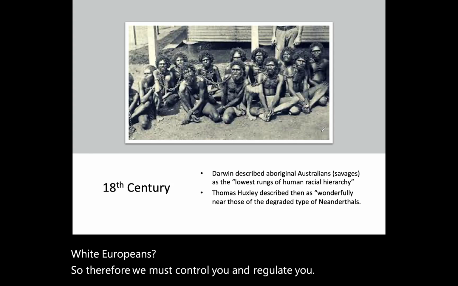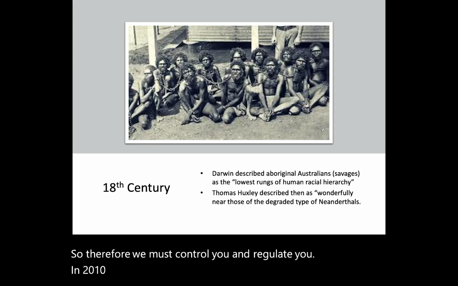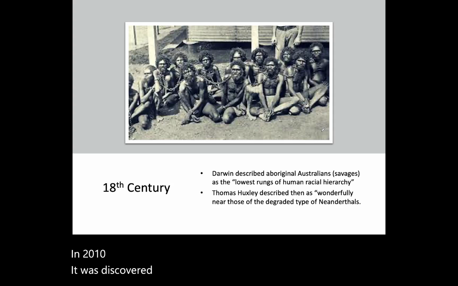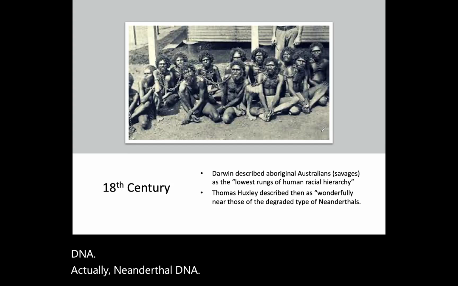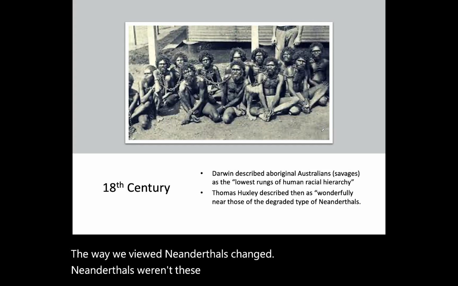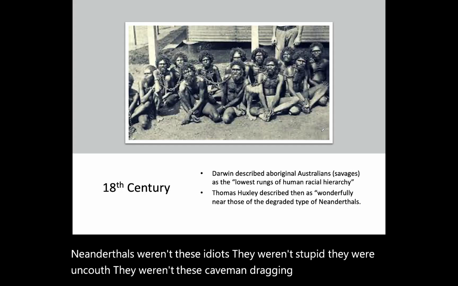In 2010, it was discovered that anywhere between 2 and 4% of European DNA is actually Neanderthal DNA. That's what happened in 2010. All of a sudden, the way we viewed Neanderthals changed. Neanderthals weren't these idiots. They weren't stupid. They weren't uncouth. They weren't these cavemen dragging the women by the hair and clubbing them.